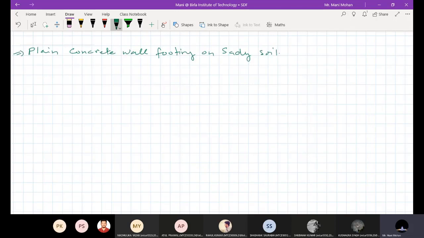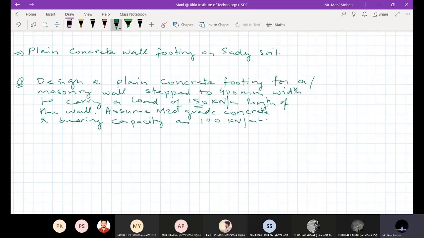So this is the problem which has been given to you. The load is given as well as the bearing capacity of the soil. Here nothing has been mentioned whether it is a gross bearing capacity or net bearing capacity. If nothing has been mentioned, it is always advisable to consider the bearing capacity whatever is given as the gross bearing capacity of the soil.